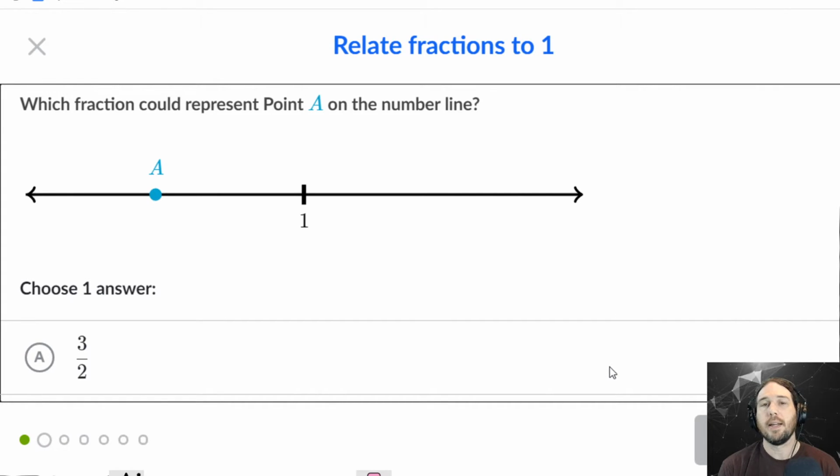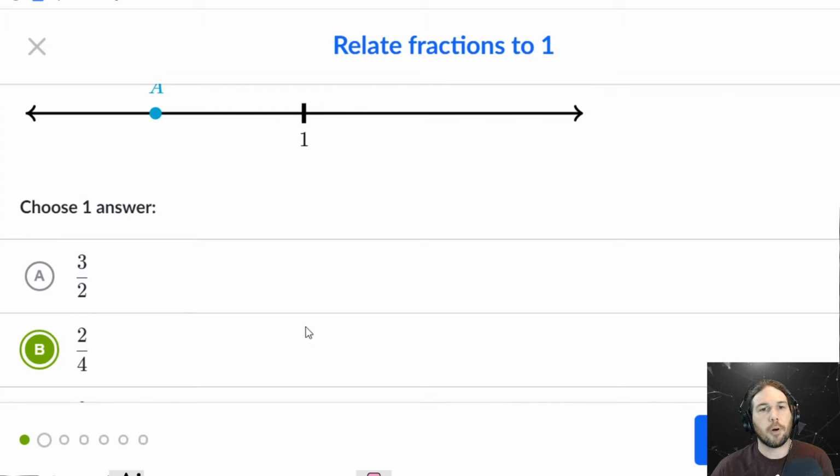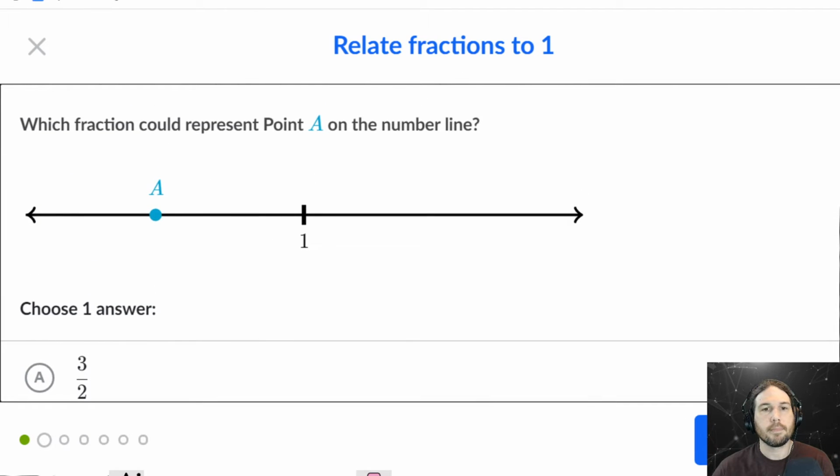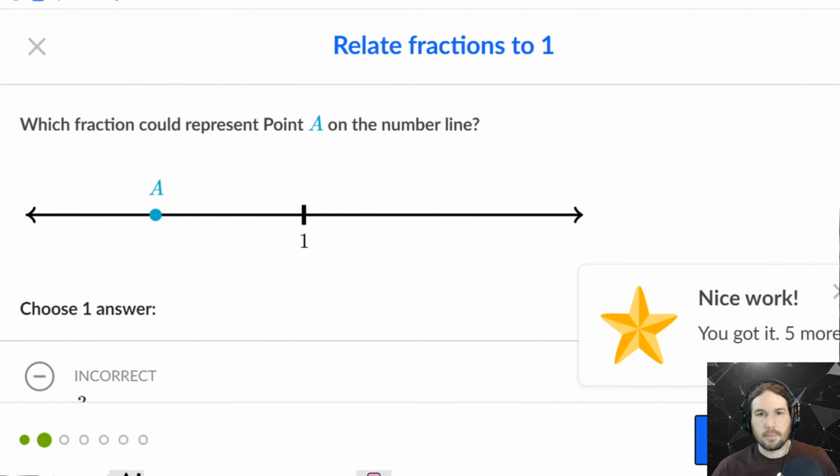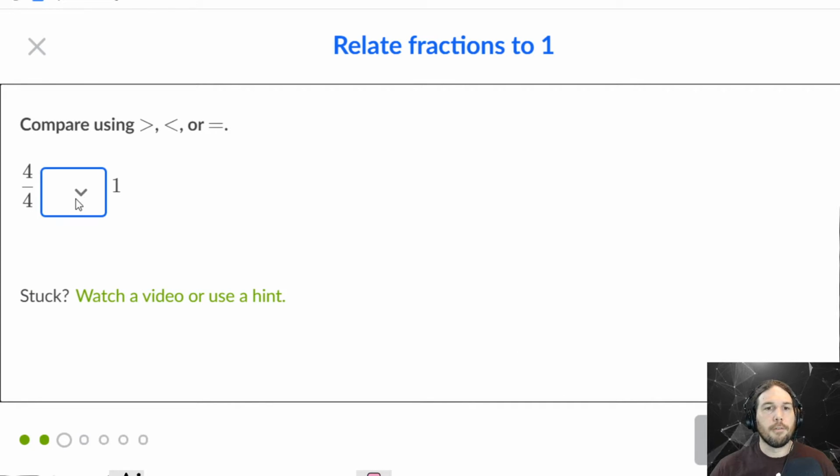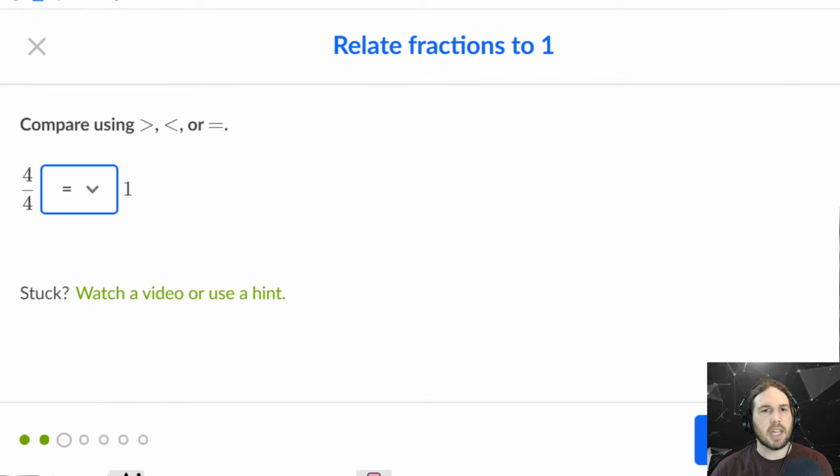I need to find a fraction that is less than 1, which means the smaller number is going to be the numerator, and the larger number is going to be the denominator, like 2 over 4. Four over 4 is indeed equal to 1.